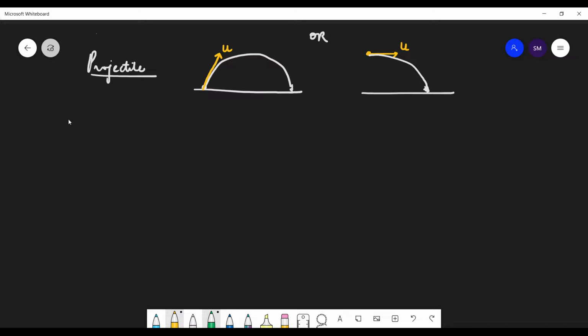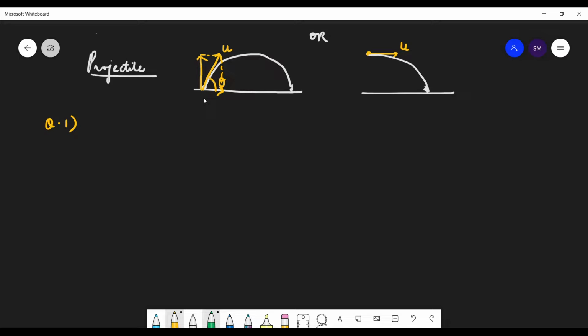So let us see. We have a first question. A cricket ball is thrown at speed of 28 meter per second in the direction making angle theta. So what will be the horizontal and vertical velocity?